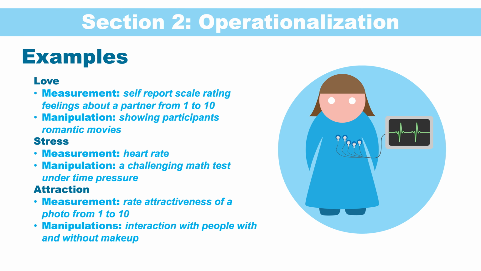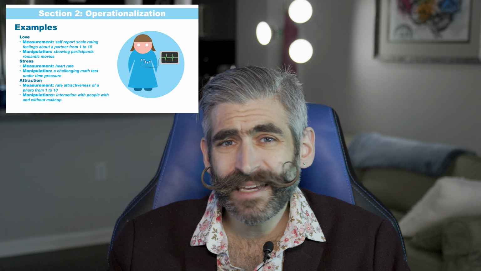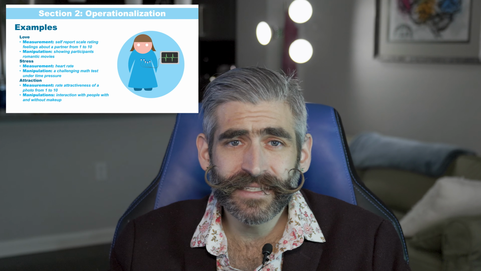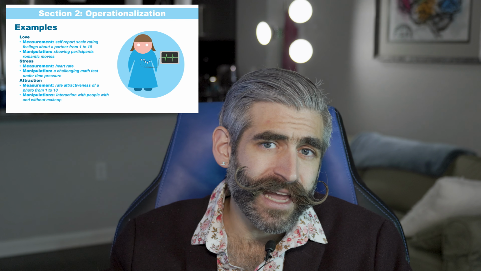What about attraction? Well, attraction can be measured, again, by asking participants to rate the attractiveness of a photo, maybe on a scale from 1 to 10. It could be manipulated by having participants interact with someone with or without makeup on.